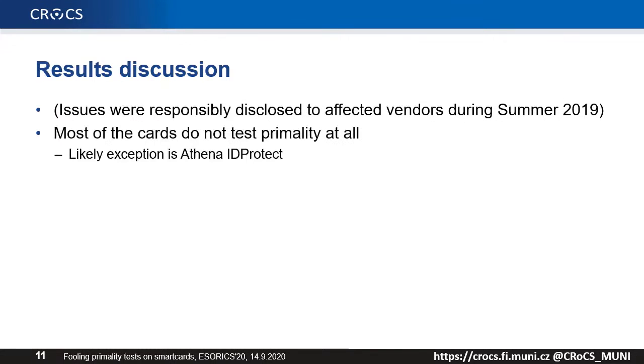The issues discovered were responsibly disclosed to affected vendors during the summer of 2019. The most surprising result for us was that very likely the cards are not performing any primality tests on these parameters at all. There is likely an exception, the Athena ID Protect card, but the rest of them seem not to be performing primality tests.